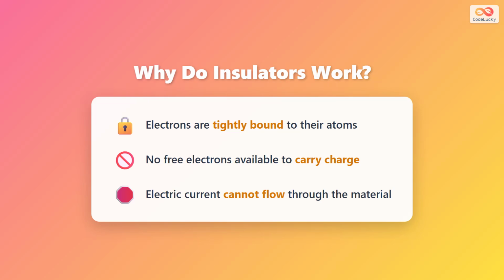So why don't insulators conduct electricity? Again, it's all about their atomic structure. In insulators, electrons are tightly bound to their atoms. Unlike conductors, insulators don't have free electrons available to move around. The electrons are locked in place, strongly attached to their parent atoms. Because there are no free electrons to carry charge, electric current simply cannot flow through the material. It would take an enormous amount of energy to pull electrons away from their atoms, which is why insulators block electricity so effectively under normal conditions.